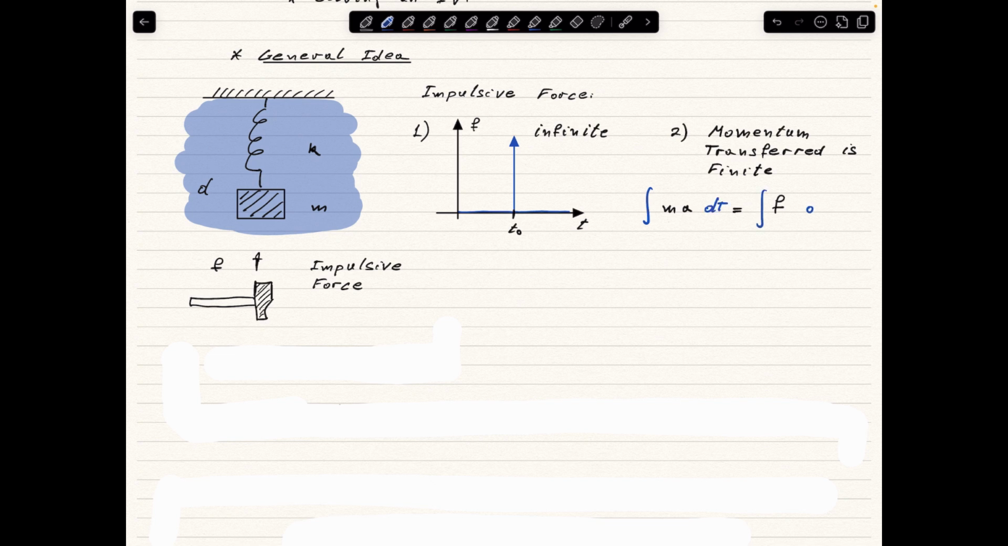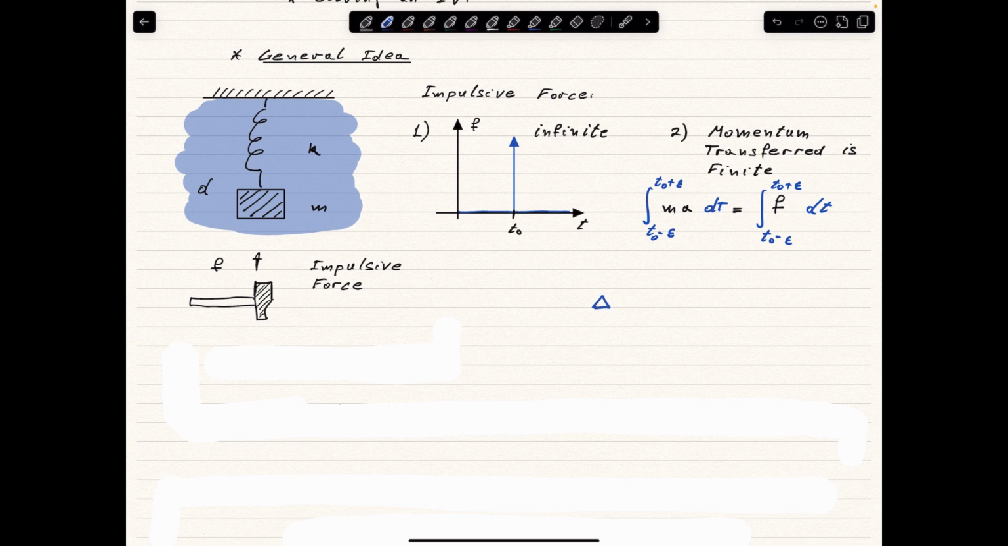Then we need to integrate both sides of the equation, and suppose we integrate a little bit before the hammer strikes the spring, so t0 minus epsilon, and a little bit after, t0 plus epsilon, and we need to do the same here, t0 minus a little bit and t0 plus a little bit. The mass is constant, so it goes outside, and then we are integrating in time the acceleration. This is the velocity, and the velocity evaluated here minus the velocity evaluated there. So that is what we call the difference in velocity times mass.